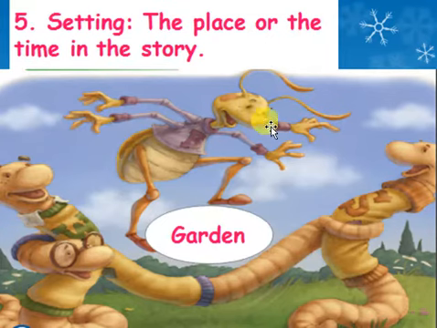The last element we have is the setting, and the setting is the place or the time in the story. And I can see their place is a street, a class, a spa. No, they are in the garden. They are in the garden. So now we have the story elements. I want you please to open your reading book, and circle and underline the story elements you can find on the cover page.